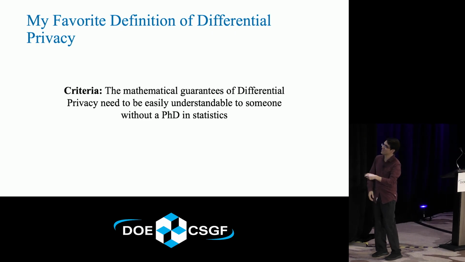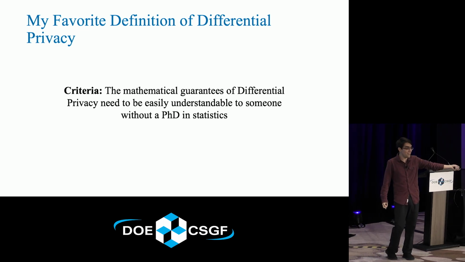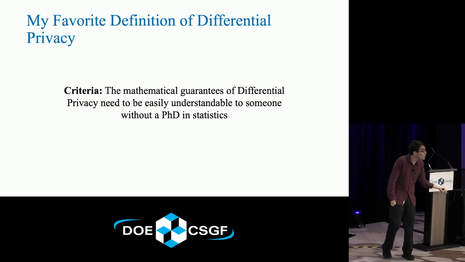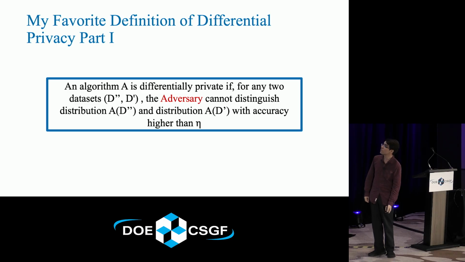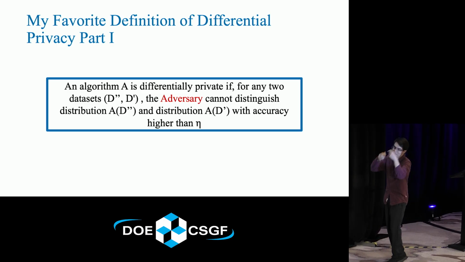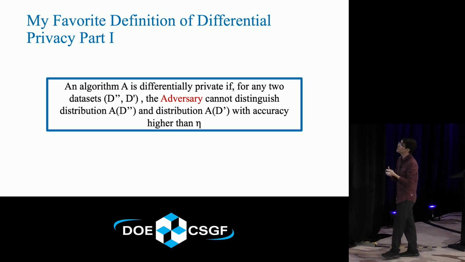I need to hurry up here because I've taken a little bit too much time, as I love talking about this. But my criteria for choosing my favorite variation of differential privacy is that someone outside of the statistics community should be able to understand what we mean when we say these two distributions are difficult to statistically distinguish. And so I came up with this, well, no, to be clear, this is not my definition by any means, but this is why it's one of my favorites.